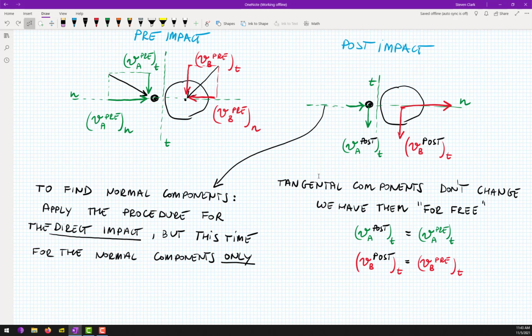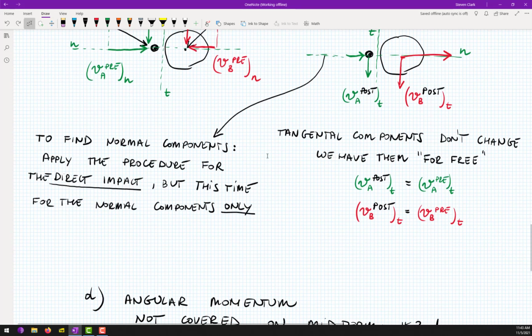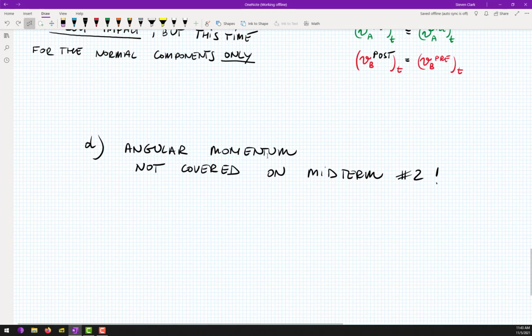And now a question to you guys: how to find these normal components? Just repeat the procedure from the previous step. Apply our procedure from the direct impact, but this time only focus on the normal components of the velocity. We did it on Wednesday, I believe. That's all I want to say about oblique impact. And one more thing: angular momentum is not covered on midterm 2. Yeah, that would be my review.